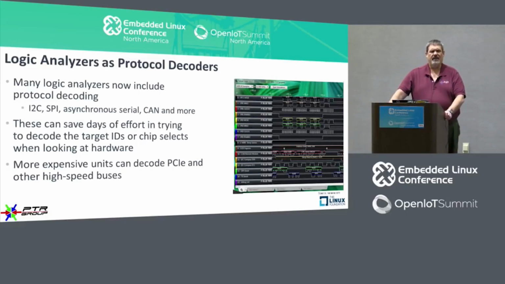And some of the really expensive units of these will decode both PCI Express and other high-speed buses. This particular one happens to actually be my Saleae. The Saleae will do 10 megasamples per second or something like that. So it's fast enough for most things.